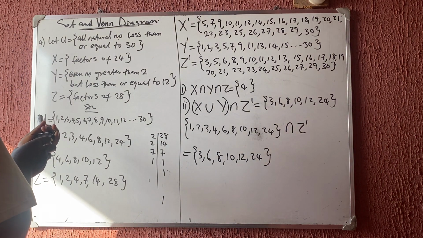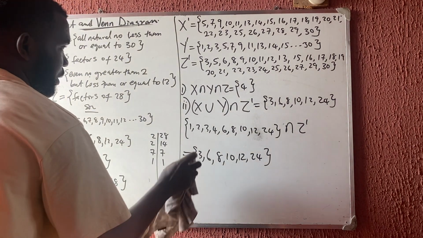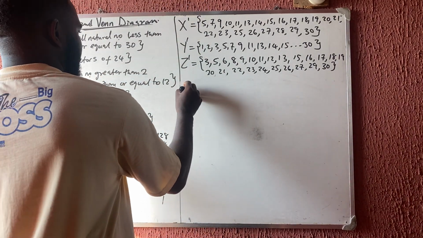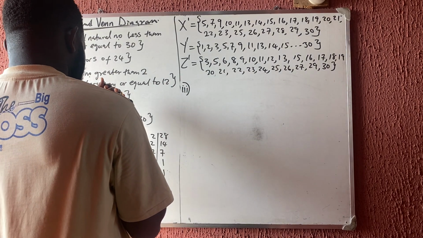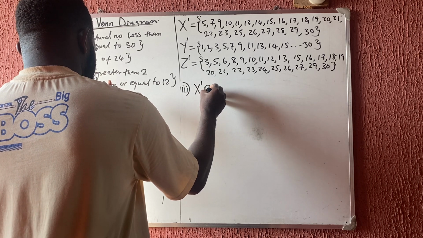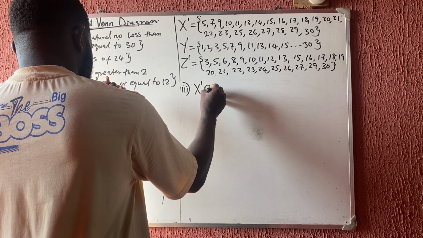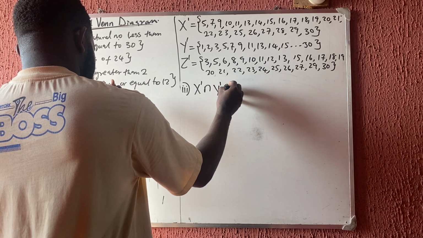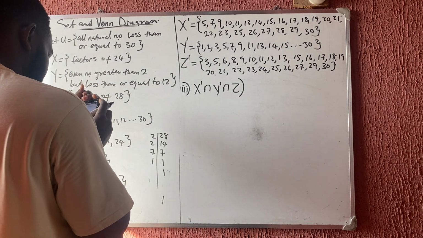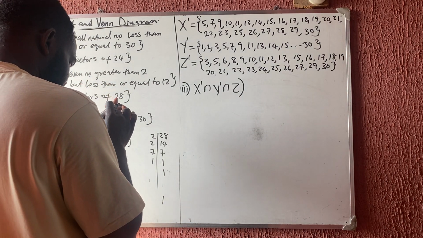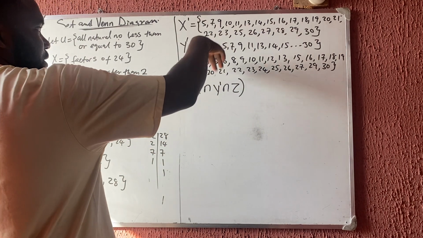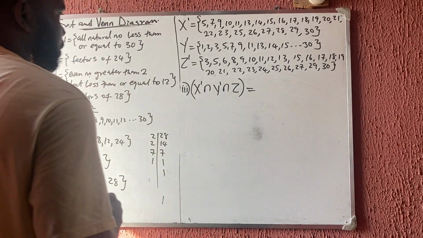The next question is I. Permit me to clean this one already. So I said X prime intersection Y prime intersection Z. I don't know if that Z has prime because my own is not clear. But if it has prime, you know what to do now. I have listed out the things for you. So prime intersection means what they have in common.